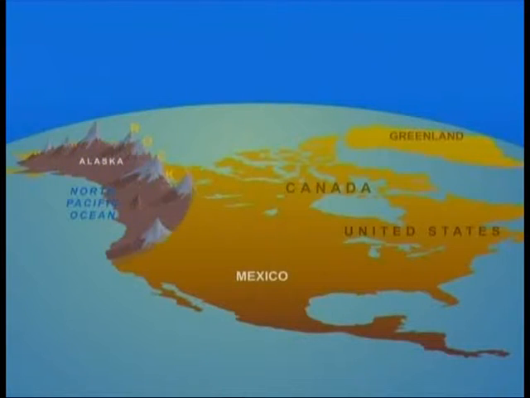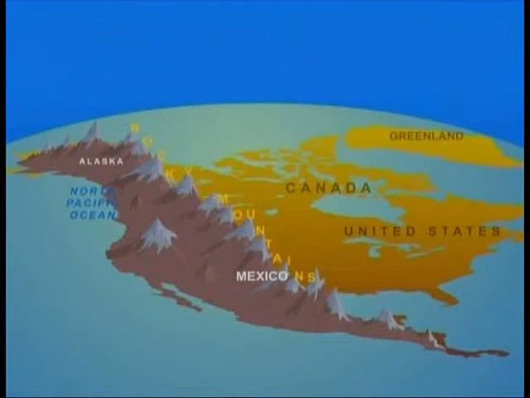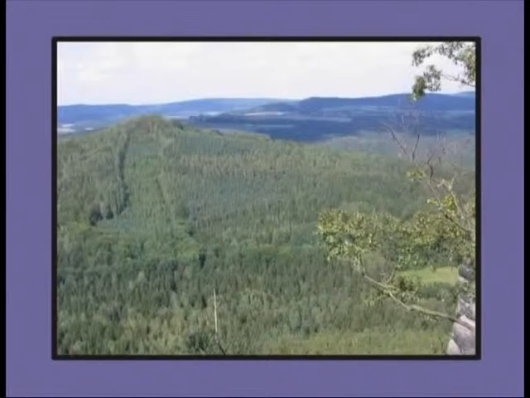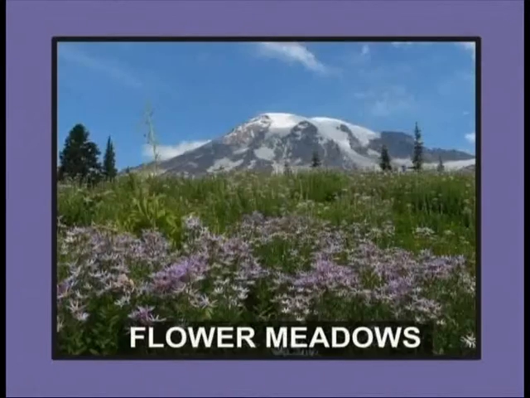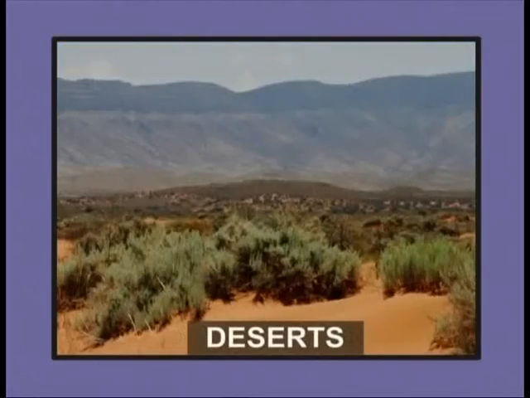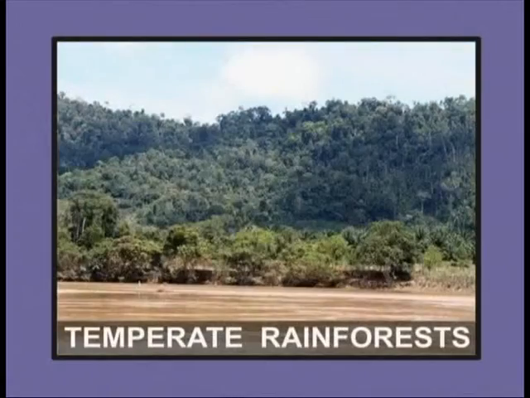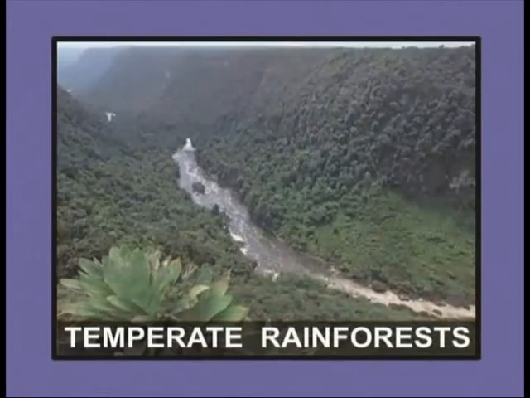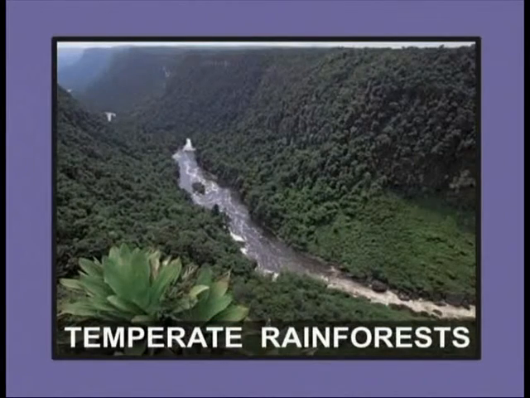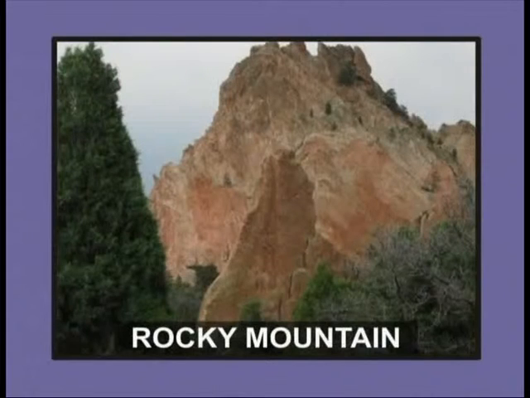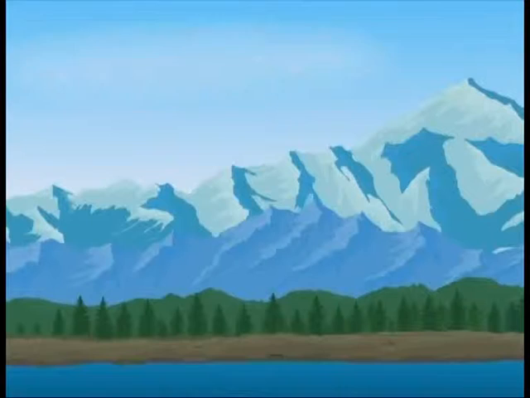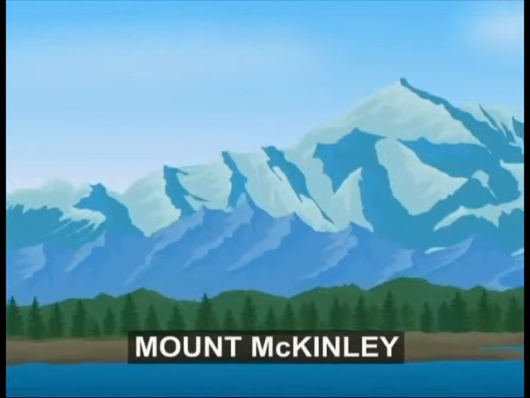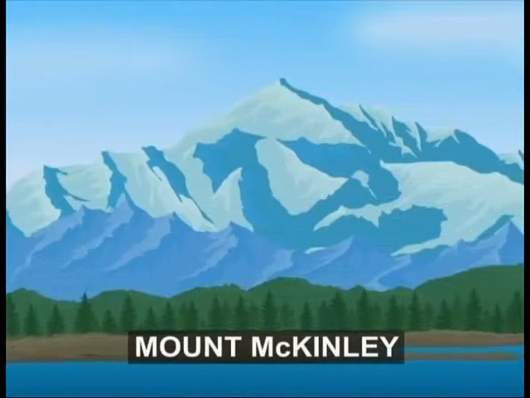The Rocky Mountains run all the way from Alaska to New Mexico, forming a vast system of mountains and highlands in western North America. The pine forests, flower meadows, deserts, glaciers, and temperate rainforests are just a few diverse landscapes that exist in the Rocky Mountain range. Mount McKinley is the tallest mountain in this range.